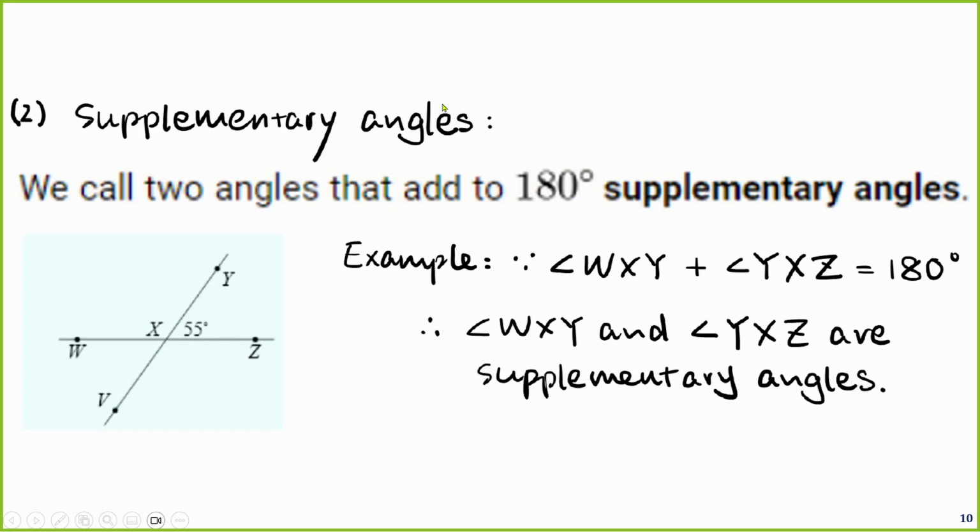And next, supplementary angles. We call two angles that add to 180 degrees supplementary angles. For example, if we have a diagram like this, two lines cross at the point X, then angle WXY here plus angle YXZ here equals 180 degrees, right? Therefore, we say angle WXY and angle YXZ are supplementary angles. Get it?